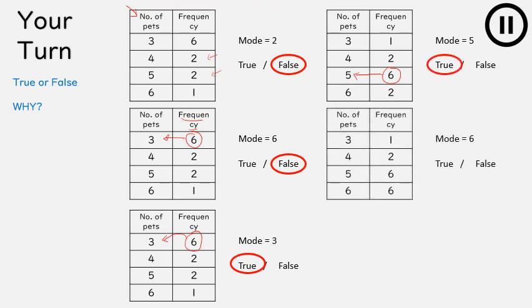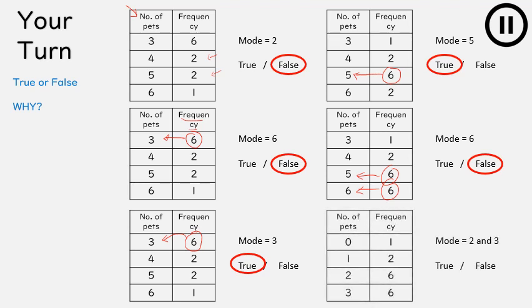Is the mode 6 for this one here? Well, the highest frequency, there's 2 there, so actually the mode should be both 5 and 6. So that one's false, because you should have 5 and 6 as the mode. The last one, is 2 and 3 the mode? Well, the highest frequencies are here, which is 2 and 3 pets, so that one is true.